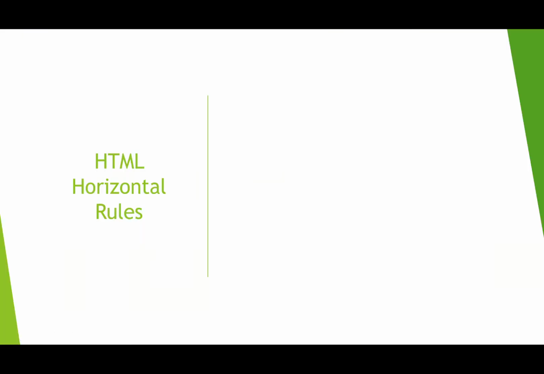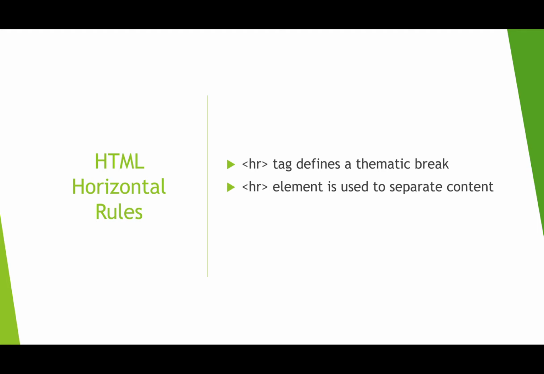Next one is HTML horizontal rules. The HR tag defines a thematic break in an HTML page and is most often displayed as a horizontal rule. The HR element is used to separate content or define a change in an HTML page. The HR tag is an empty tag, which means that it has no end tag.